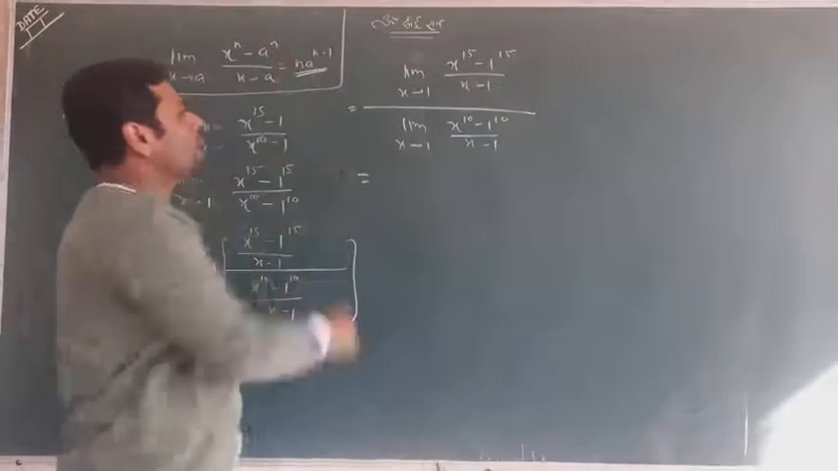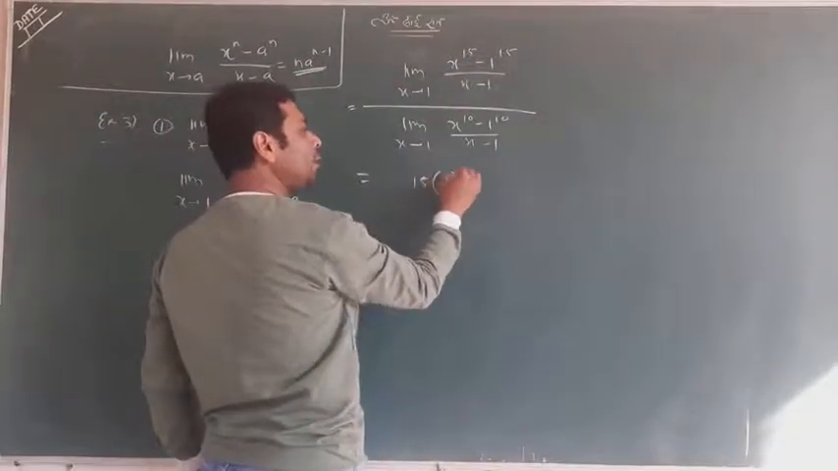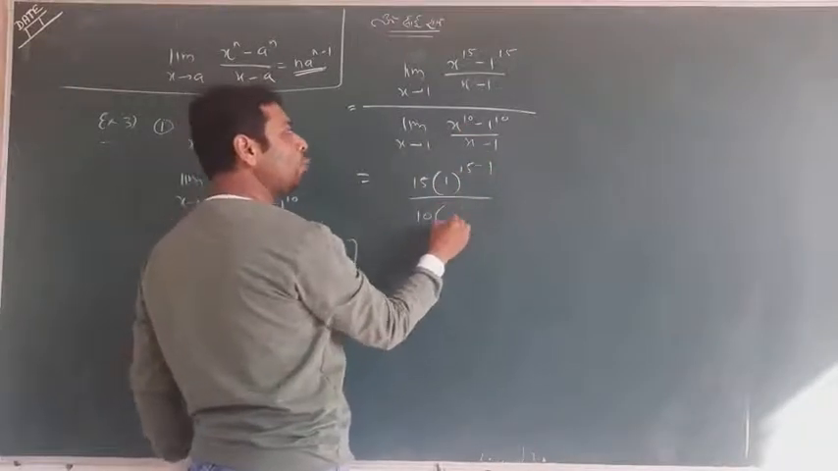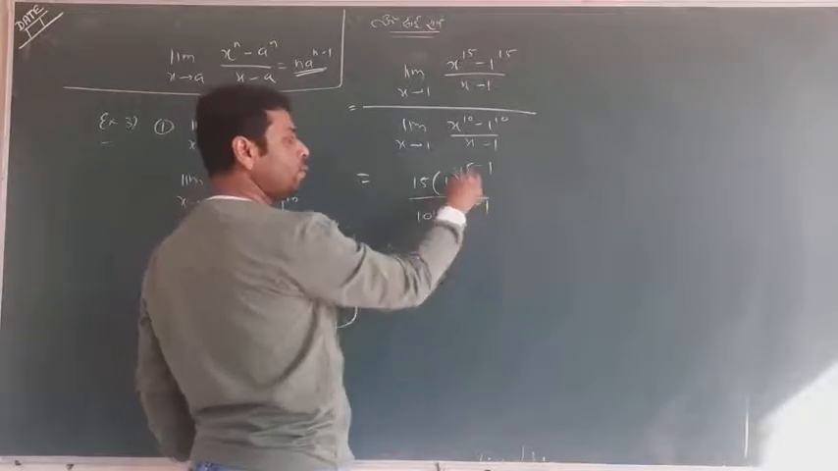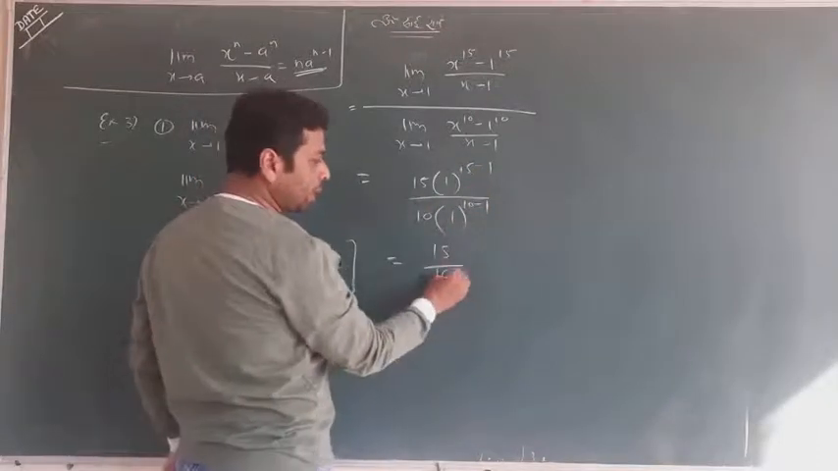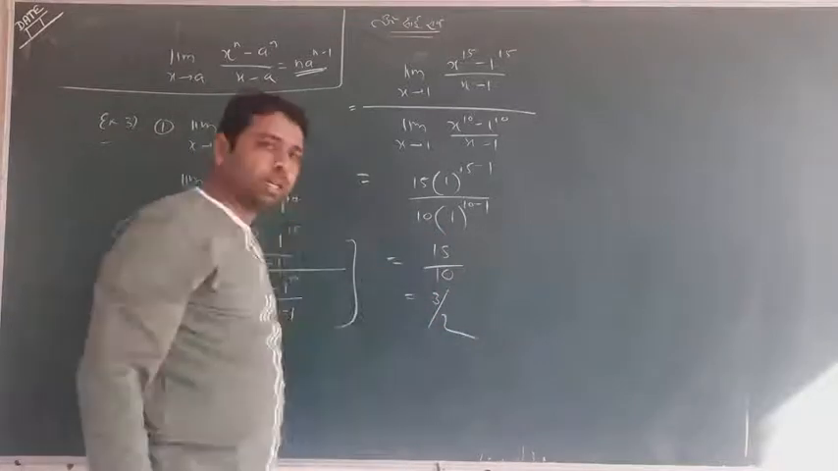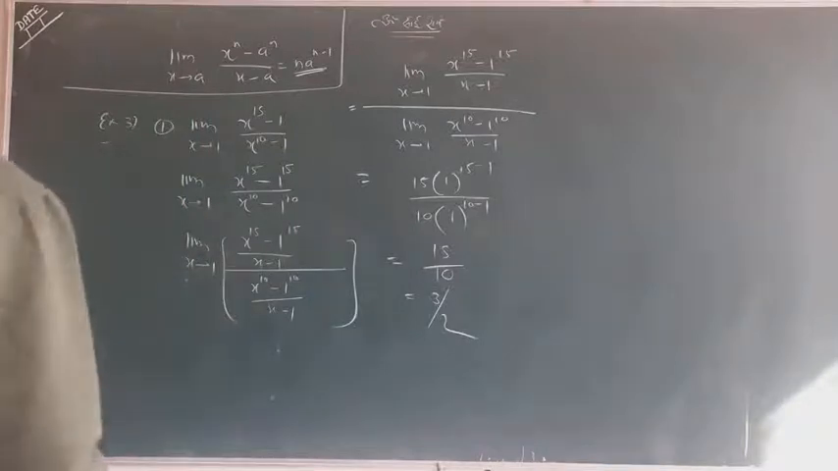So use the formula now, n times a to the power n minus 1. My n is 15, a is 1, so 15 times 1 to the power 14. In the denominator I have n equal to 10, a equal to 1, so 10 times 1 to the power 9. I have 15, since 1 to the power 14 is 1, and I have 10, since 1 to the power 9 is again 1. So 5 times 3 is 15, 5 times 2 is 10, so the answer is 15 upon 10, that is 3 upon 2. Students, hope you are getting the question and concept.